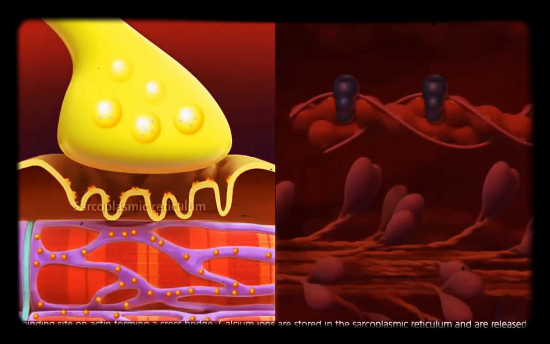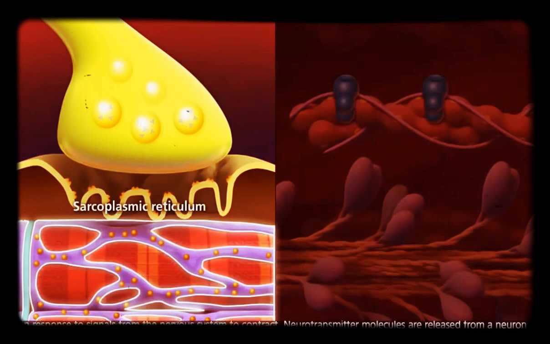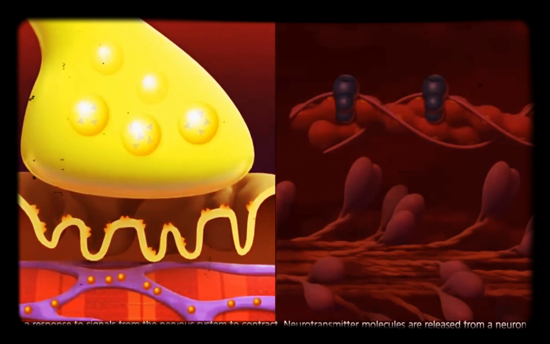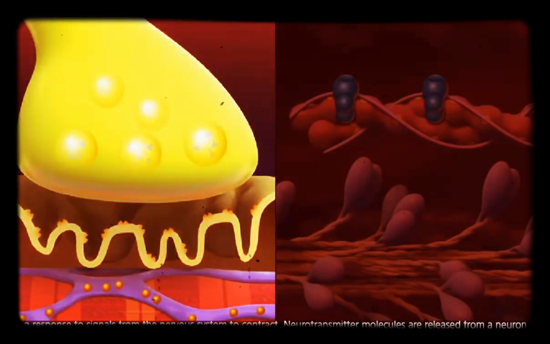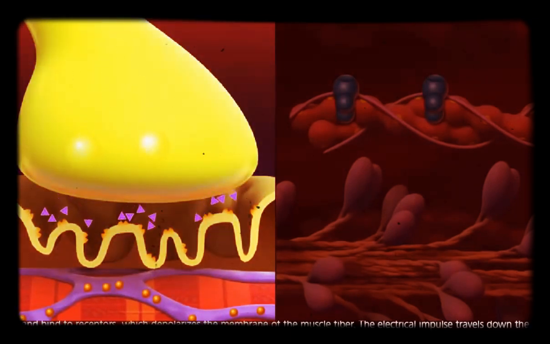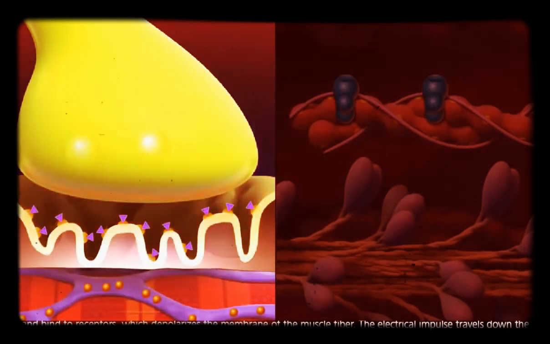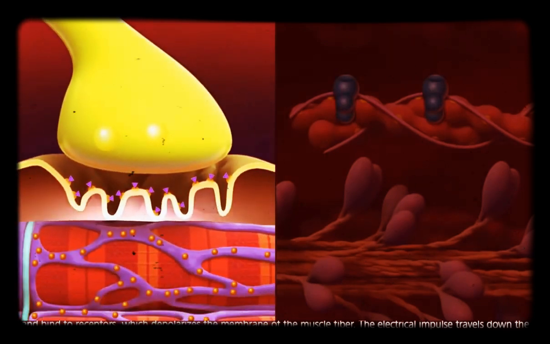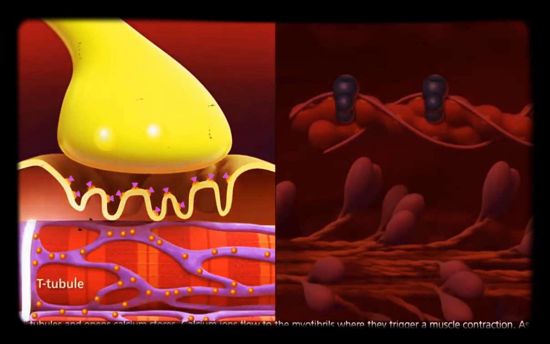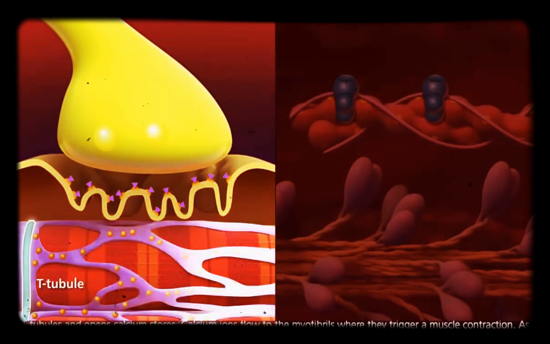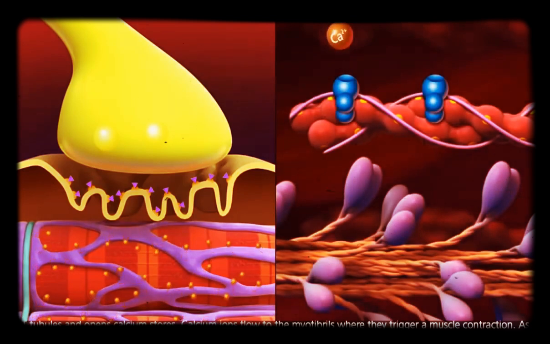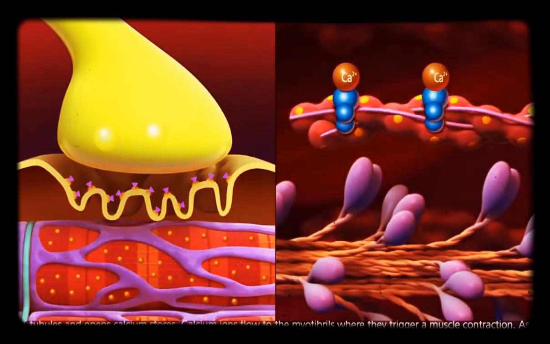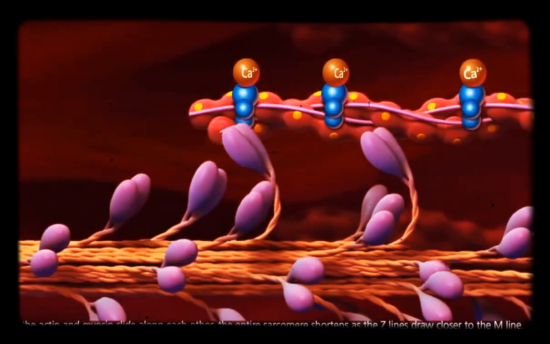Calcium ions are stored in the sarcoplasmic reticulum and are released in response to signals from the nervous system to contract. Neurotransmitter molecules are released from a neuron and bind to receptors, which depolarizes the membrane of the muscle fiber. The electrical impulse travels down the T-tubules and opens calcium stores. Calcium ions flow to the myofibrils, where they trigger a muscle contraction.